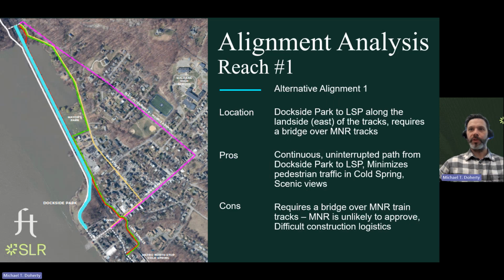Alternative alignment number 1 shares a similar route as the defined main trail, however, it is proposed to be located on the east side of the Metro North tracks, which eventually necessitates a bridge crossing over the tracks to reach Dockside Park. The approval of this bridge is expected to be difficult given Metro North's policy of limiting structures that restrict overhead clearances and the fact that Metro North has already approved a bridge crossing for the project at Breakneck Ridge.